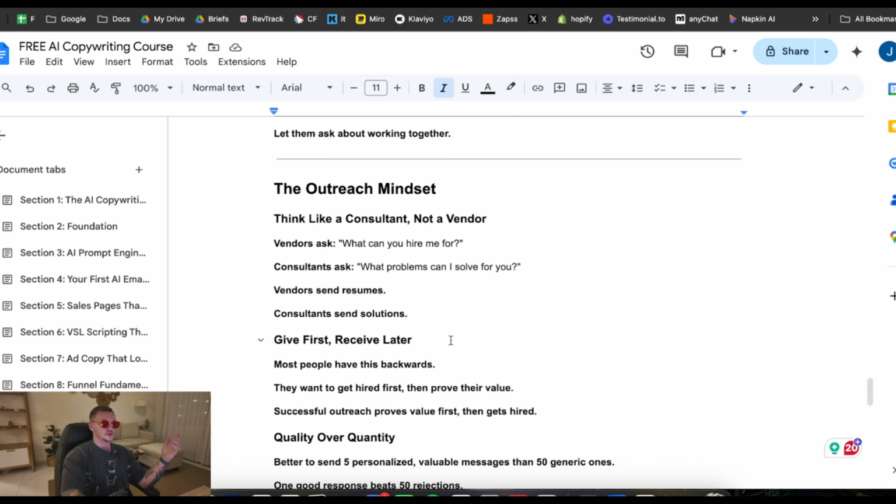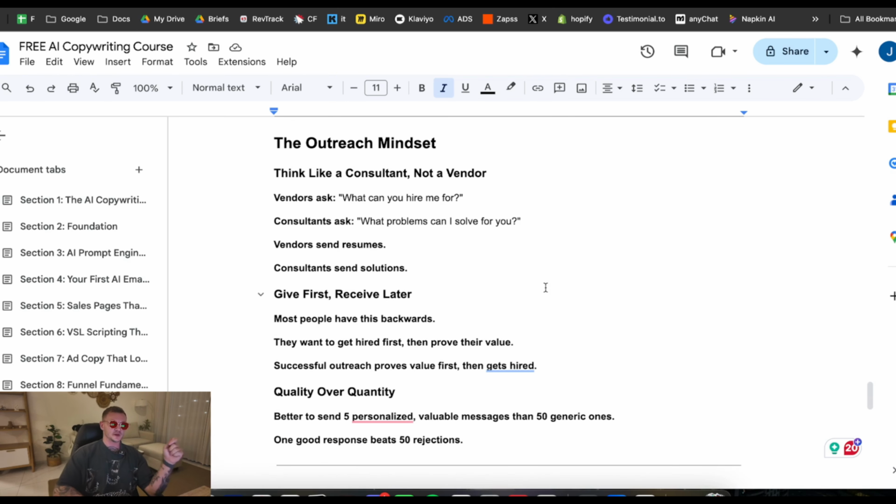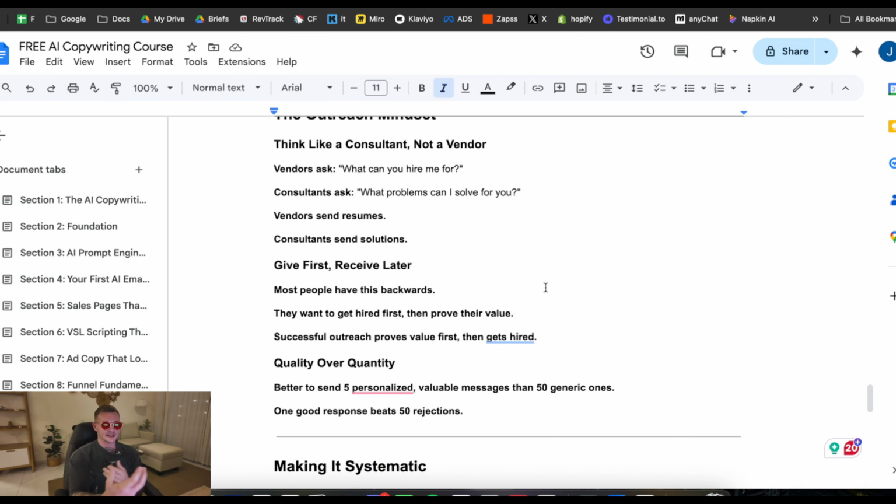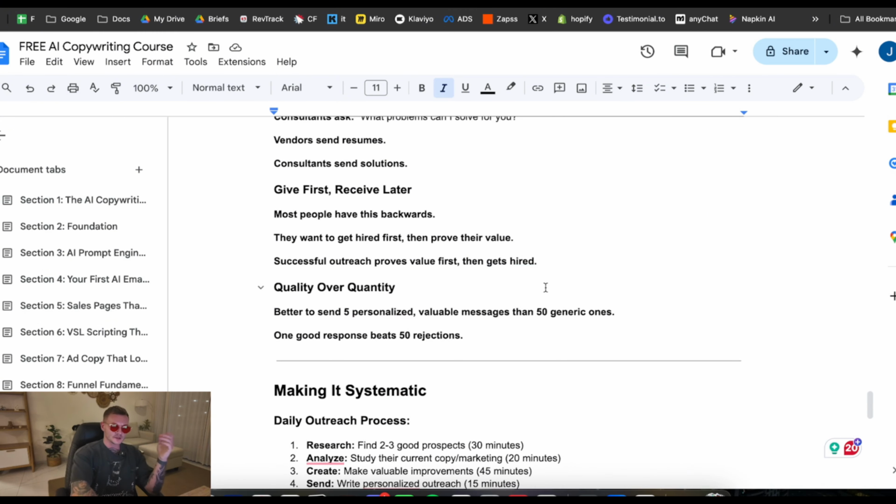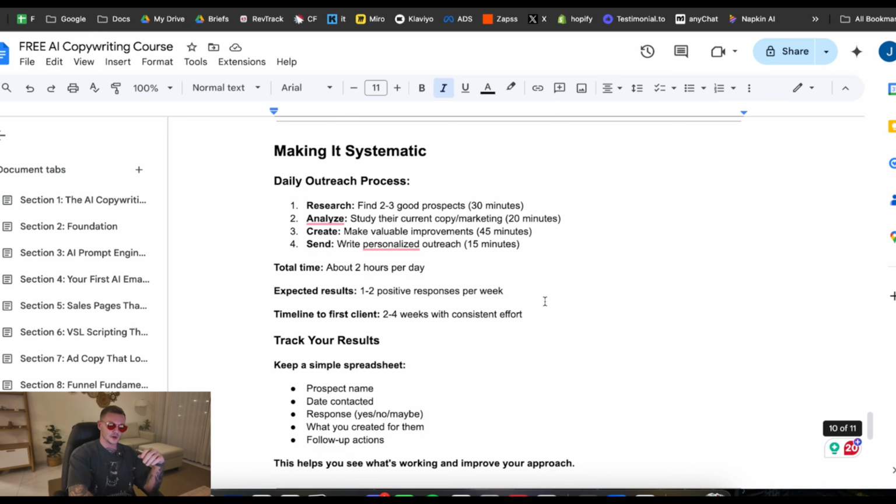You're providing real value. So the outreach mindset: you need to think like some sort of consultant, not just a vendor. Vendors are like, can you hire me? Consultants are like, what problems can I solve for you? Vendors send resumes and consultants send solutions. So you want to give first and then receive later. That's the law of reciprocity. If we send value, we're going to get into some sort of conversation, then we can hopefully get them on a call. We've already provided value, then we can get paid. Boom. And that's how we use AI, because we can do this at scale.